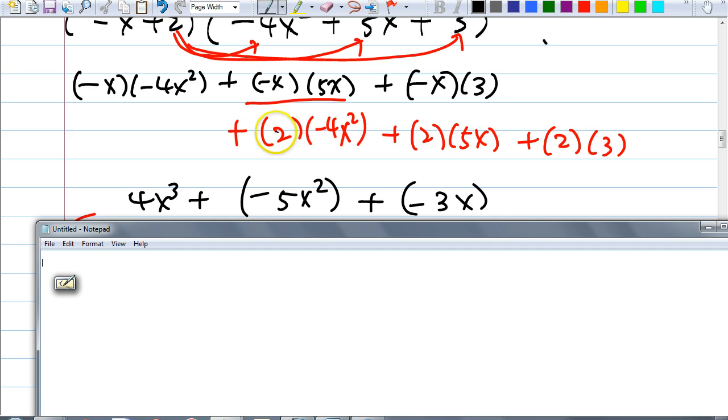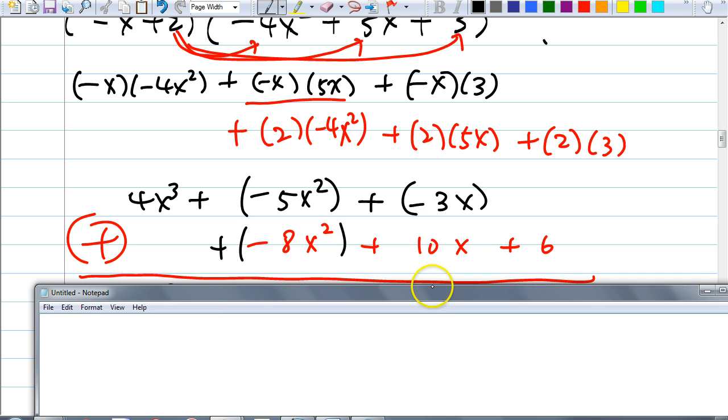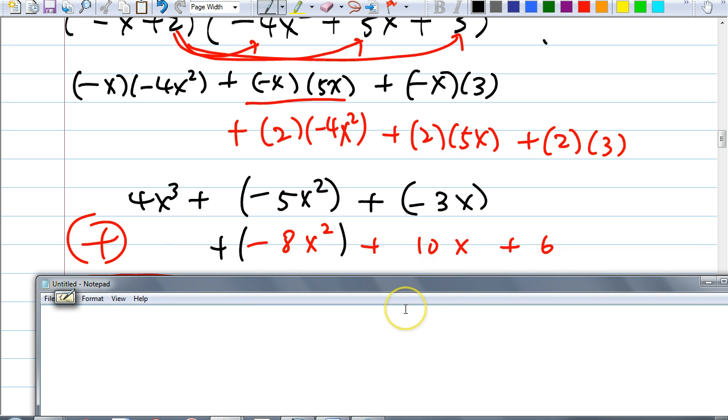So what do you get when you multiply 2 times negative 4x squared? You get plus the red one. What do I get on the bottom? Negative 8x squared plus? Plus? Good. And you see how they line up this way, so that they're like terms? Samira, do you see that?